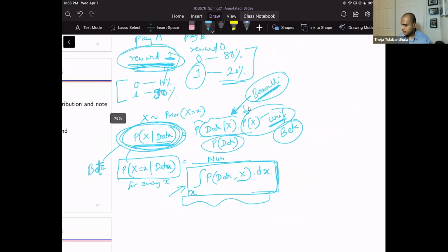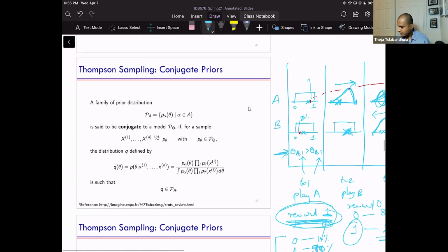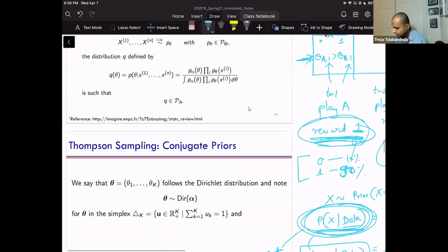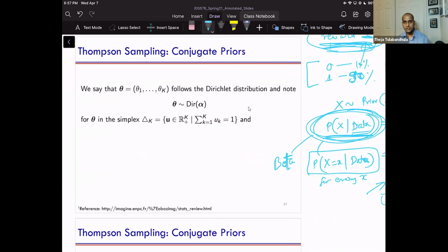Okay, so the same idea is expressed here, where I'm trying to show that not for beta and Bernoulli, but for a generalization of beta and Bernoulli. The generalization of the beta distribution is called the Dirichlet distribution. We have talked about the Dirichlet distribution when we looked at latent Dirichlet analysis. So the beta distribution is a special case of the Dirichlet distribution. Similarly, the categorical distribution is a generalization of the Bernoulli distribution.